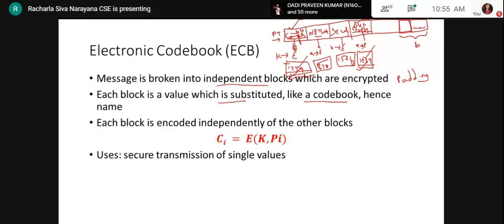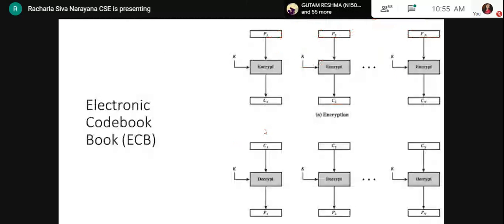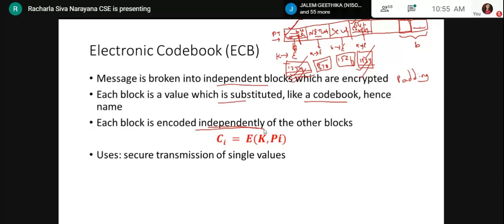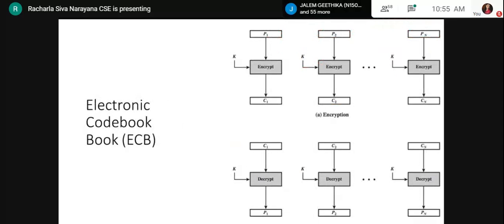So every unique plain text block will produce a unique ciphertext block. If plain text block data are the same, then the produced ciphertext block data is also the same. So that is like a code book. Each block is encoded independently. This is the important point here. So you see the electronic codebook example.